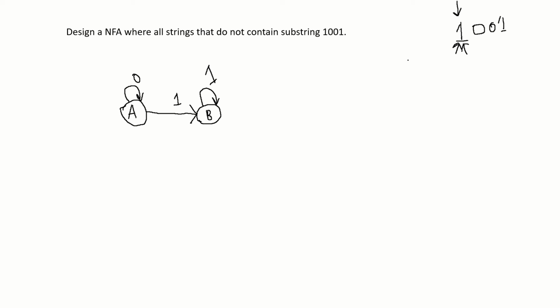Now if we get 0 from state B, then that will make the substring 10. So we will go to a new state C, with symbol 0 from state B. Alright. So now if we get a 0, then that will create the substring 100. So we will get to a new state with symbol 0.